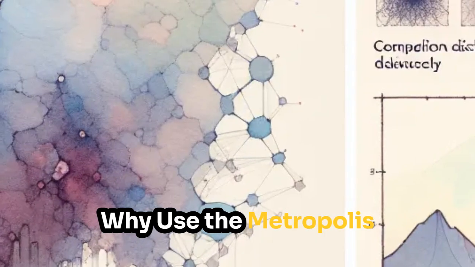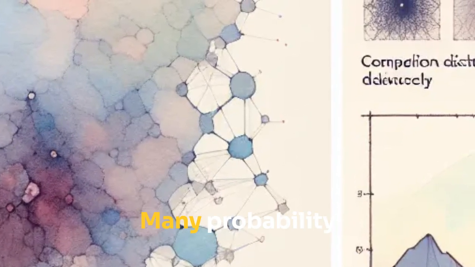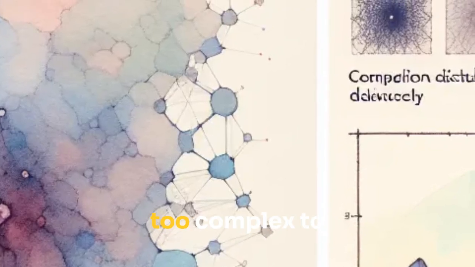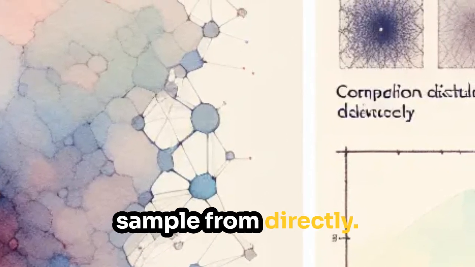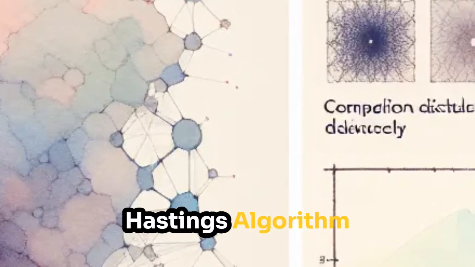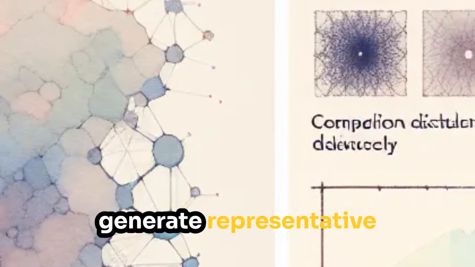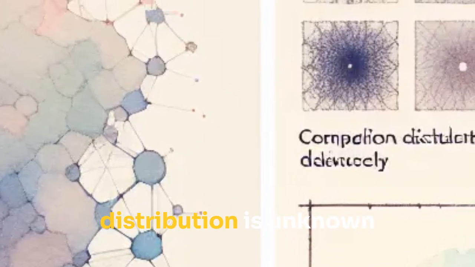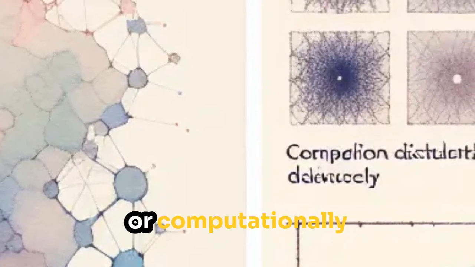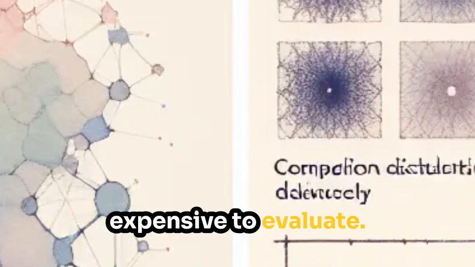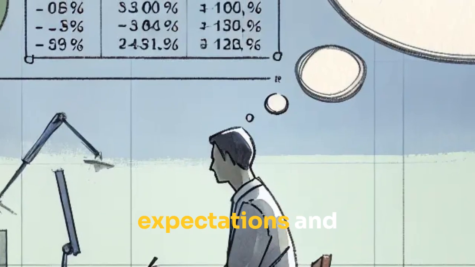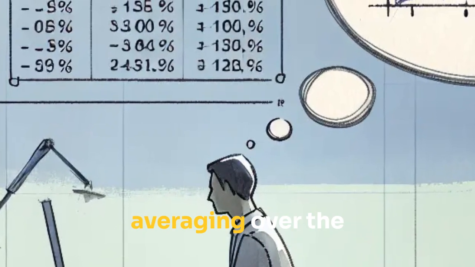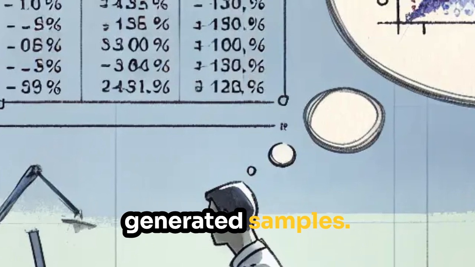Why use the Metropolis Hastings algorithm? Many probability distributions are too complex to sample from directly. The Metropolis Hastings algorithm provides a way to generate representative samples even when the distribution is unknown or computationally expensive to evaluate. It allows us to estimate expectations and probabilities by averaging over the generated samples.